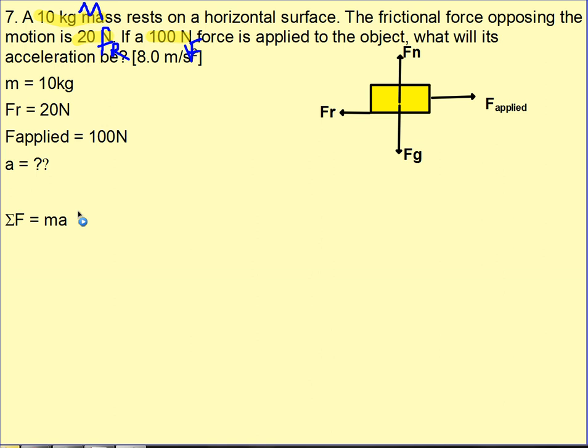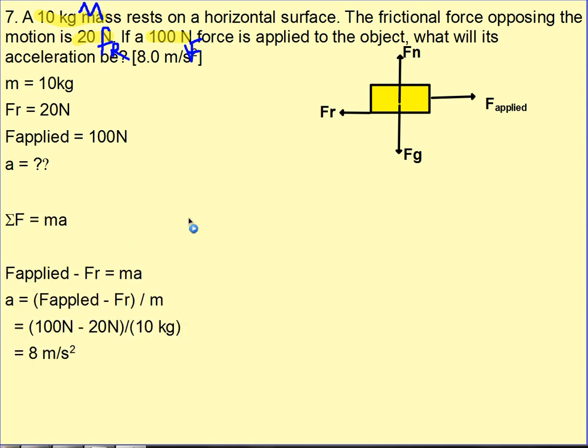Newton's second law says the sum of the forces equals ma. So, go to your free body diagram. F applied is to the right. Friction is to the left, so that's negative. So F applied minus friction equals ma. Solve it. Acceleration is F applied minus friction, divided by m. Plug your numbers in.